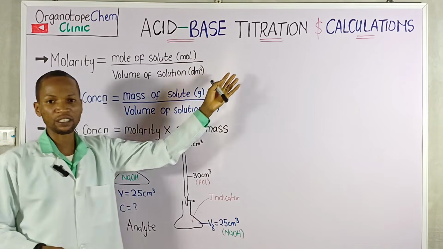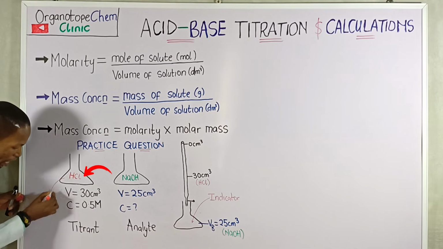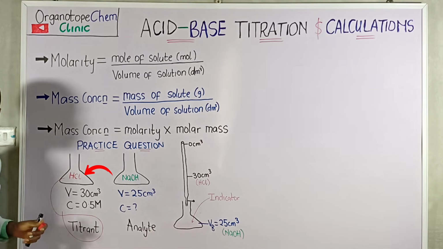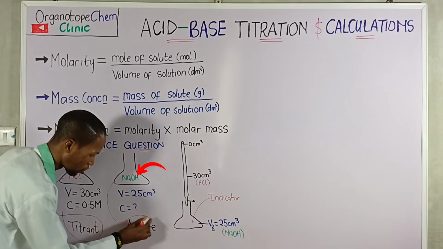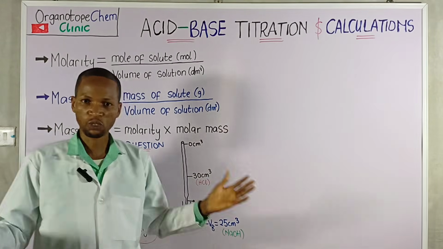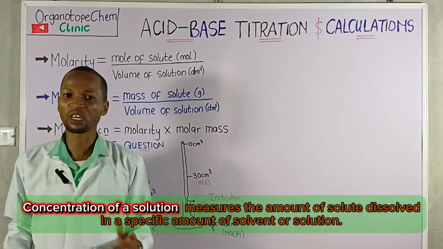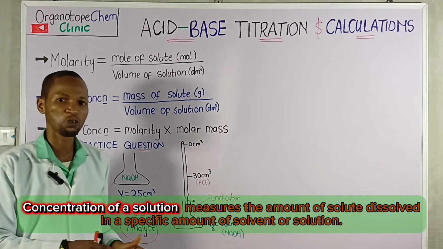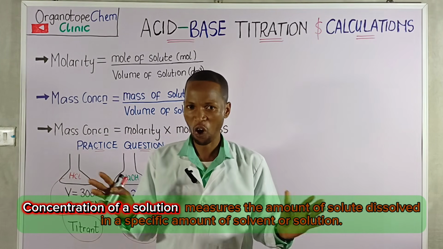In acid-base titration, a solution of known concentration is known as the titrant, while the solution of unknown concentration is known as the analyte. So what is the concentration of a solution? Concentration of a solution measures the amount of solute dissolved in a specific amount of solvent or solution.